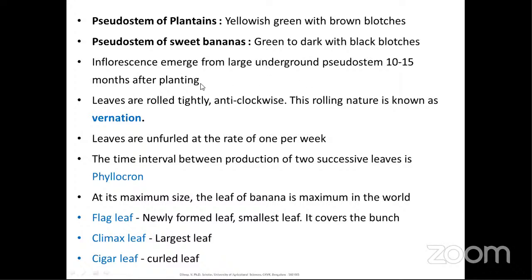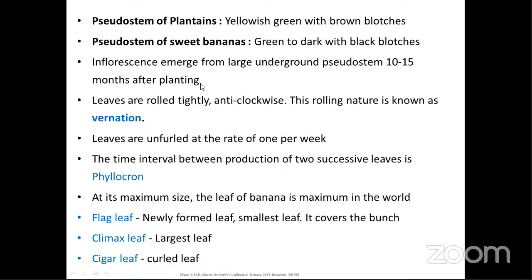And the inflorescence emerges from the large pseudostem, from 10 to 15 months after planting. You know that it is one of the crops that takes almost 1 year. After 1 year, it will emerge and prolong for about 16 or 17 months based on the variety. So the inflorescence emerges from the underground portion, that is from the root. We know that it has a pseudostem. Pseudostem means false stem. Only the rhizome is there, and then the pseudostem. What is the pseudostem? Actually, it is a curvature of leaves.